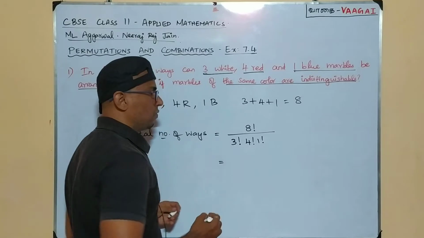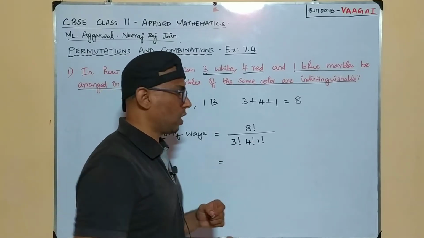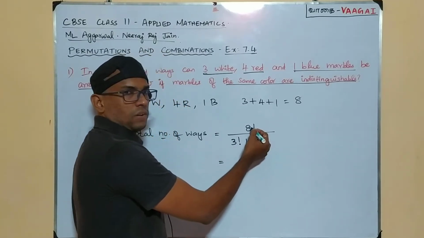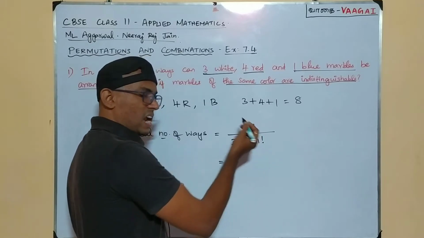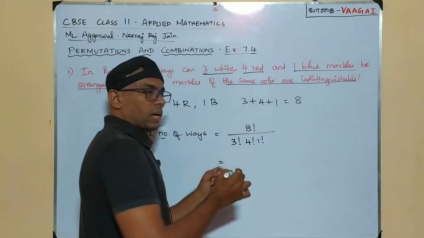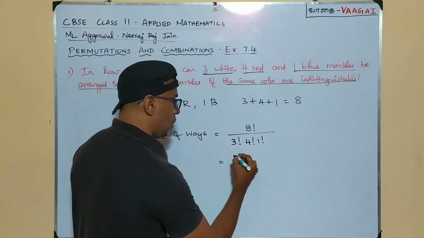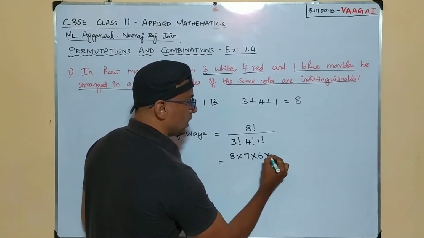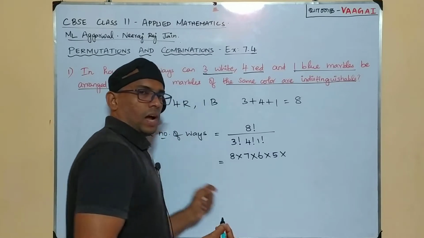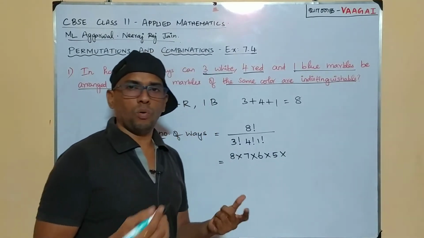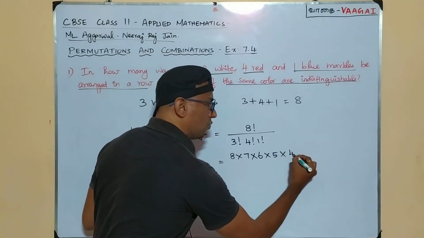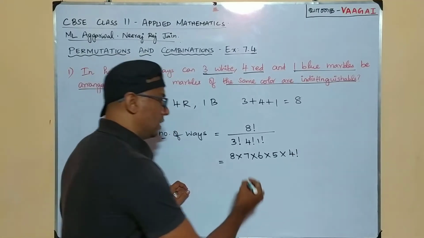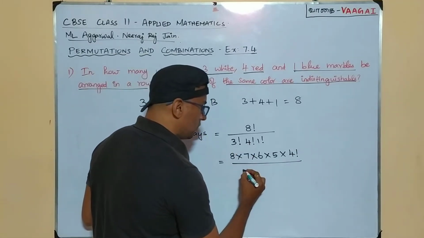So how can we simplify this? Let's try to do it in a smart way. First of all, we'll start with the numerator. In the numerator we have got 8 factorial, right? Let me expand it. So we can expand this as 8 into 7 into 6 into 5 into, and then what follows? We will be having 4 factorial, is it or not? So into 4 factorial, divided by, here we have 3 factorial, right?